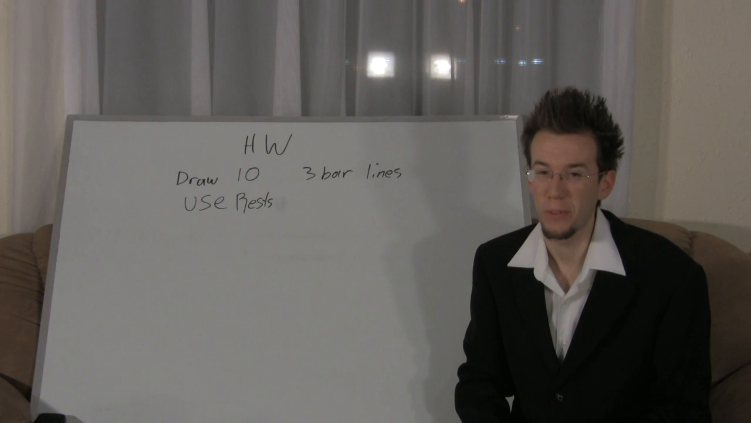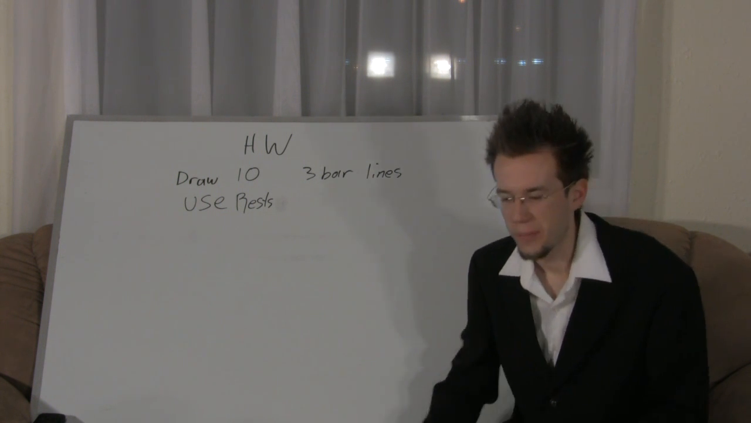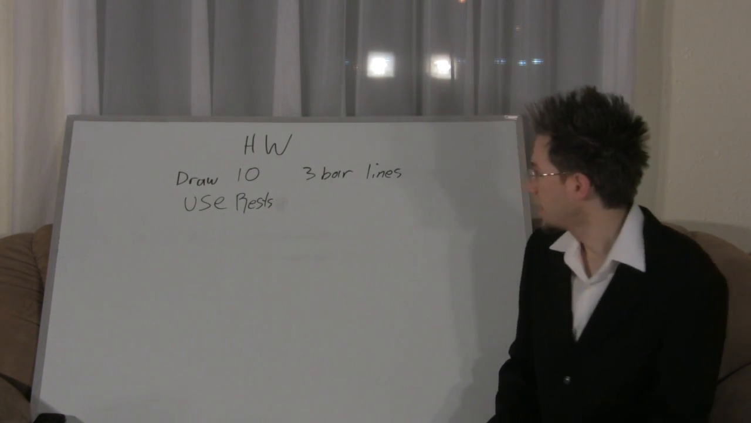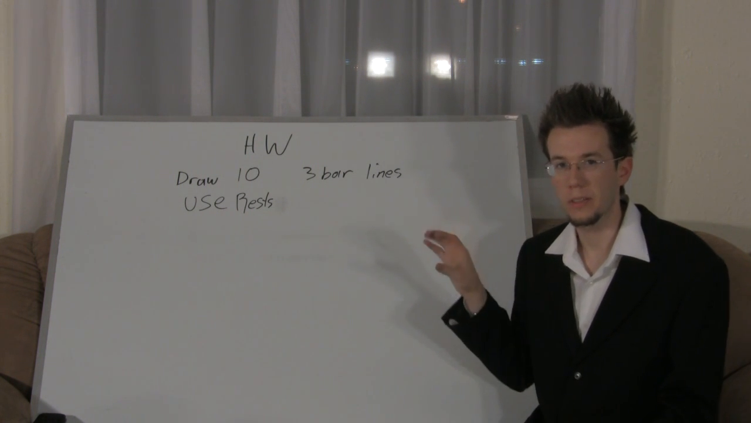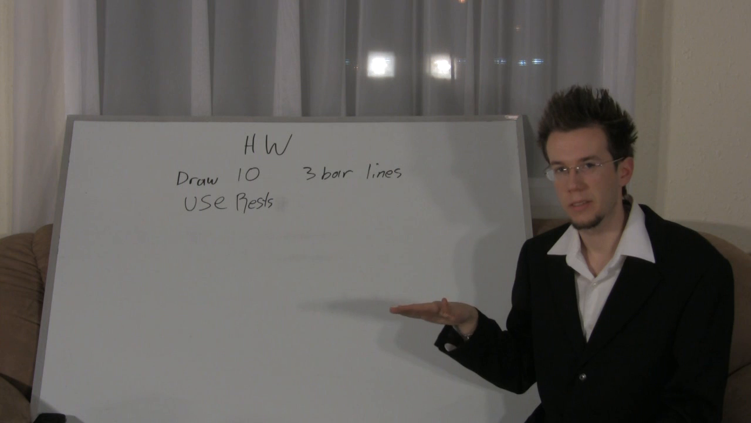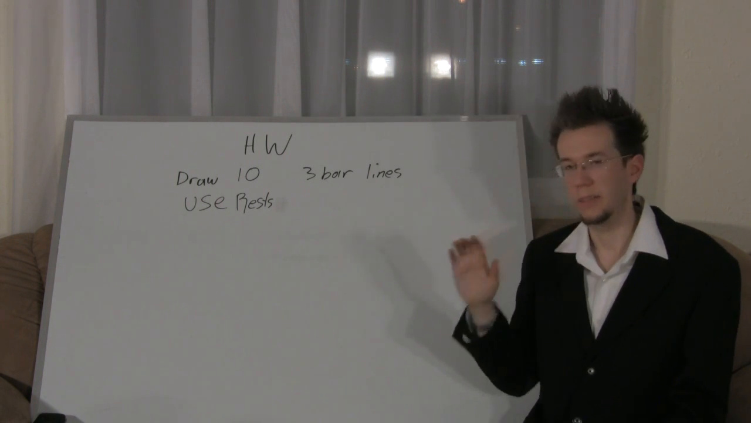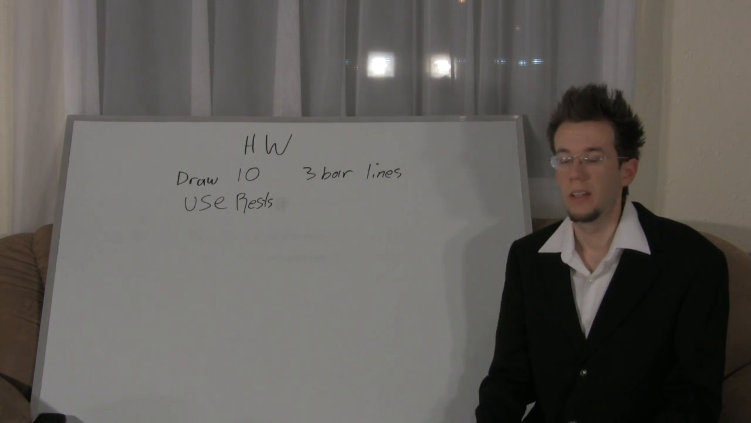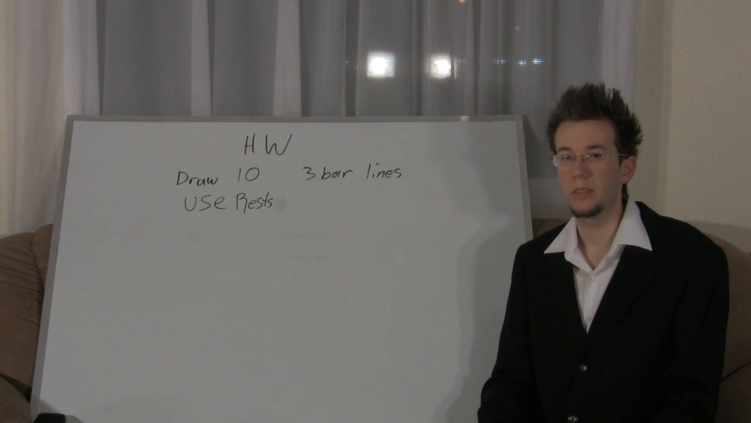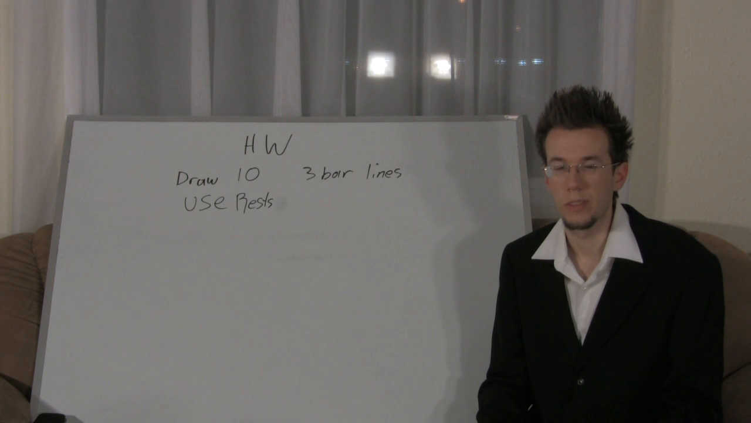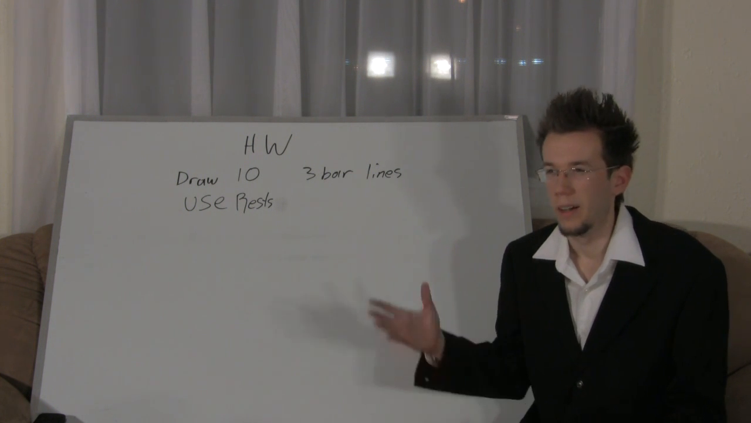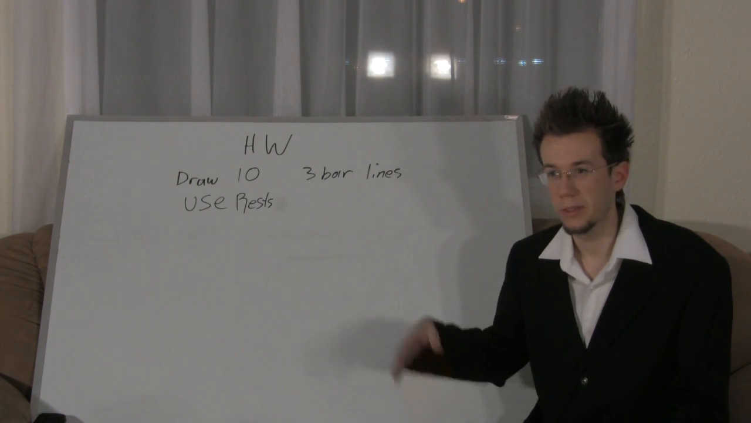Hey guys. All right, so for your homework, this is what we're going to do. I would like you to draw 10 three-bar lines. So you're going to have 3 bars for each of these exercises, and you're going to pick a different time signature for each one. I would like you to use stuff like 7/16, 5/4. You could even try 5/2 if you want.